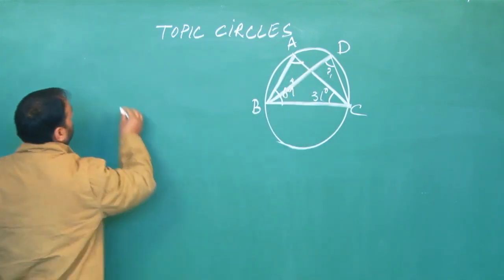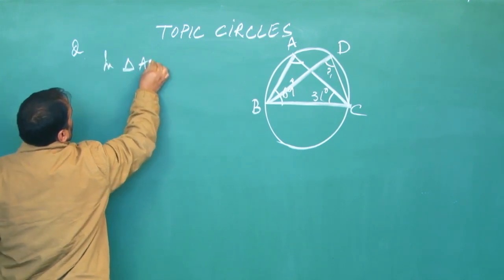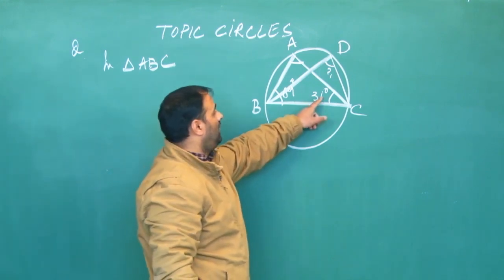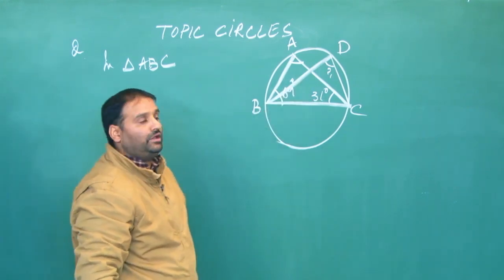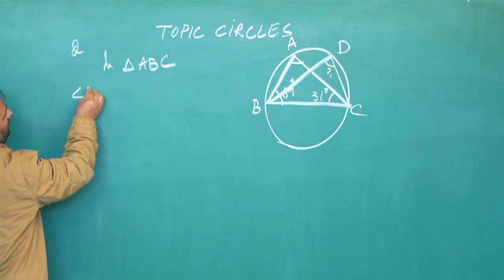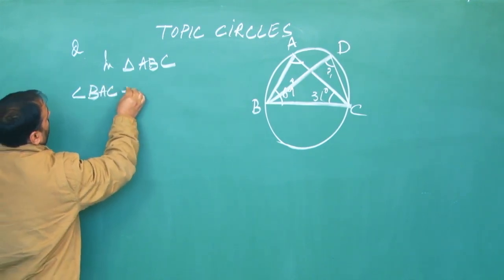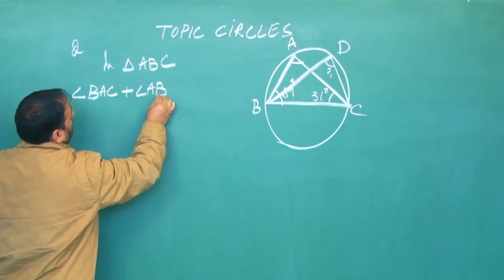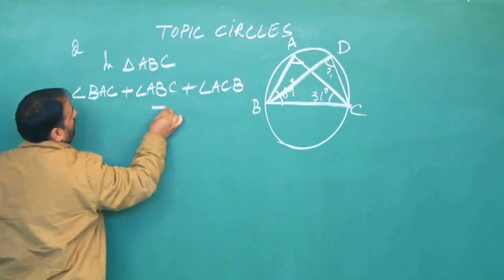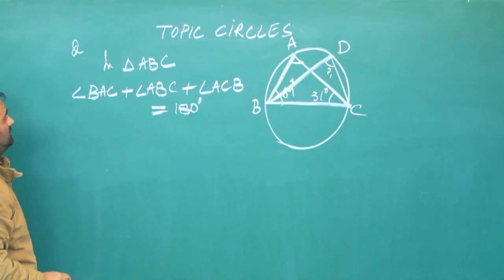So if you take triangle ABC, you can find two angles of the triangle are given, and the third angle can be found by using angle sum property of the triangle. So instead of angle A, we can write angle BAC, and angle B can be written as ABC, angle C as angle ACB, and the sum of all three angles of a triangle is equal to 180 degrees. That is the angle sum property of the triangle.